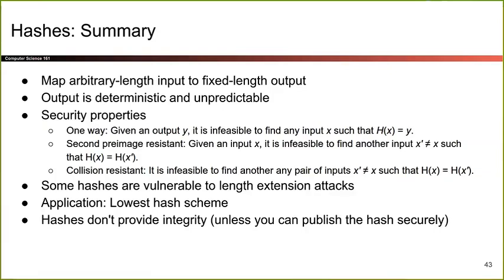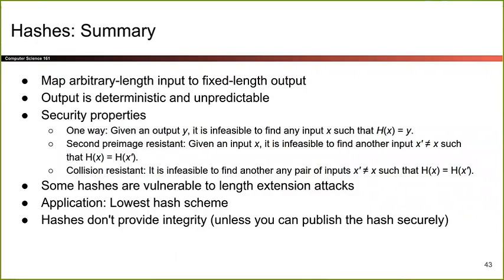One is one way, which says, I give you an output. I challenge you to find me any input, doesn't have to be the one I use, just any input that hashes to the same output. You can't do that because the hash is one way. The second one is called second pre-image resistance. This one says, now instead of giving you the output, I'll give you the input and you can calculate the output yourself. But given the input, you can't find a different input that hashes to the same output. So you can't do that.